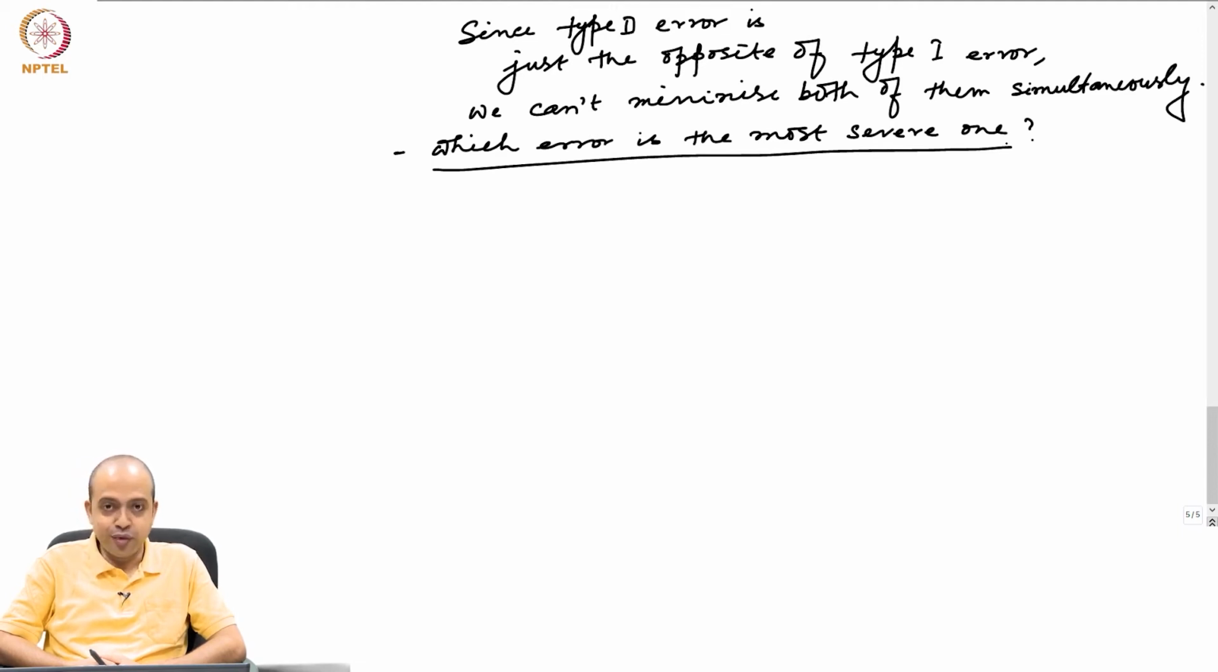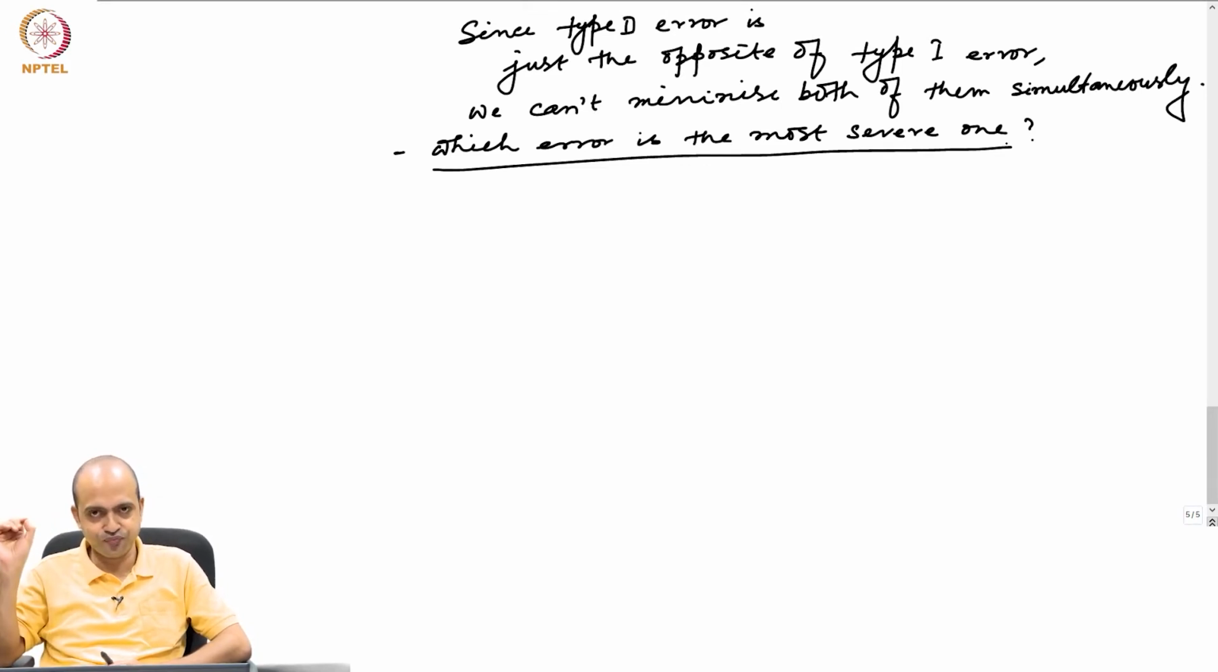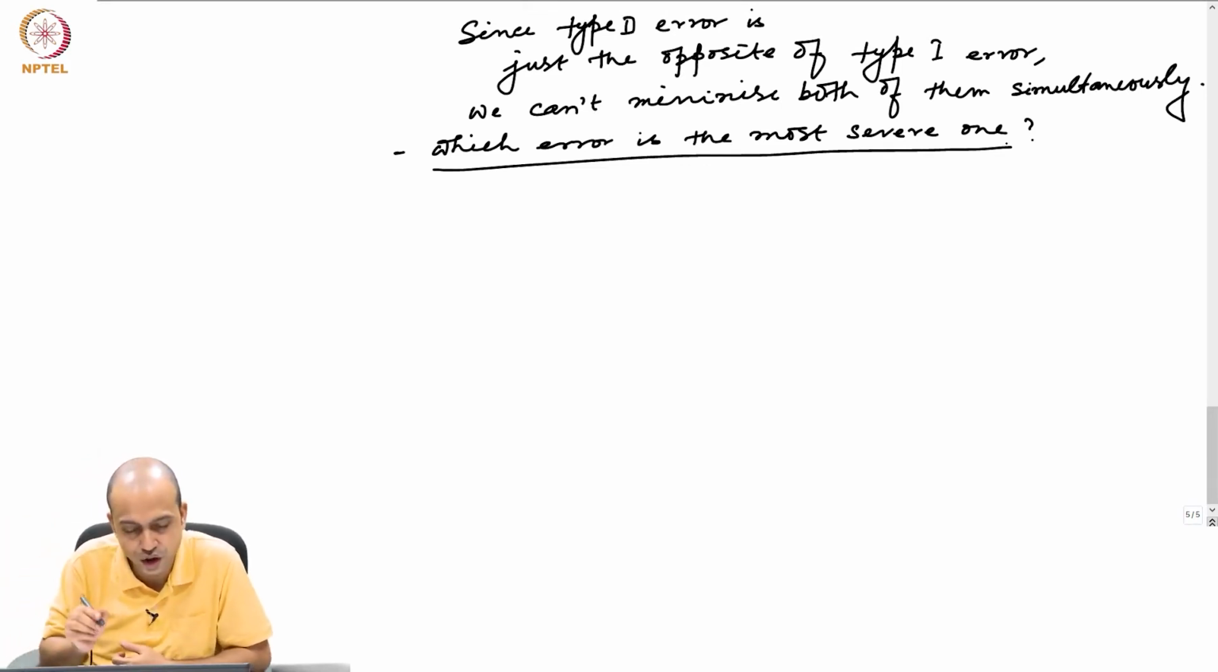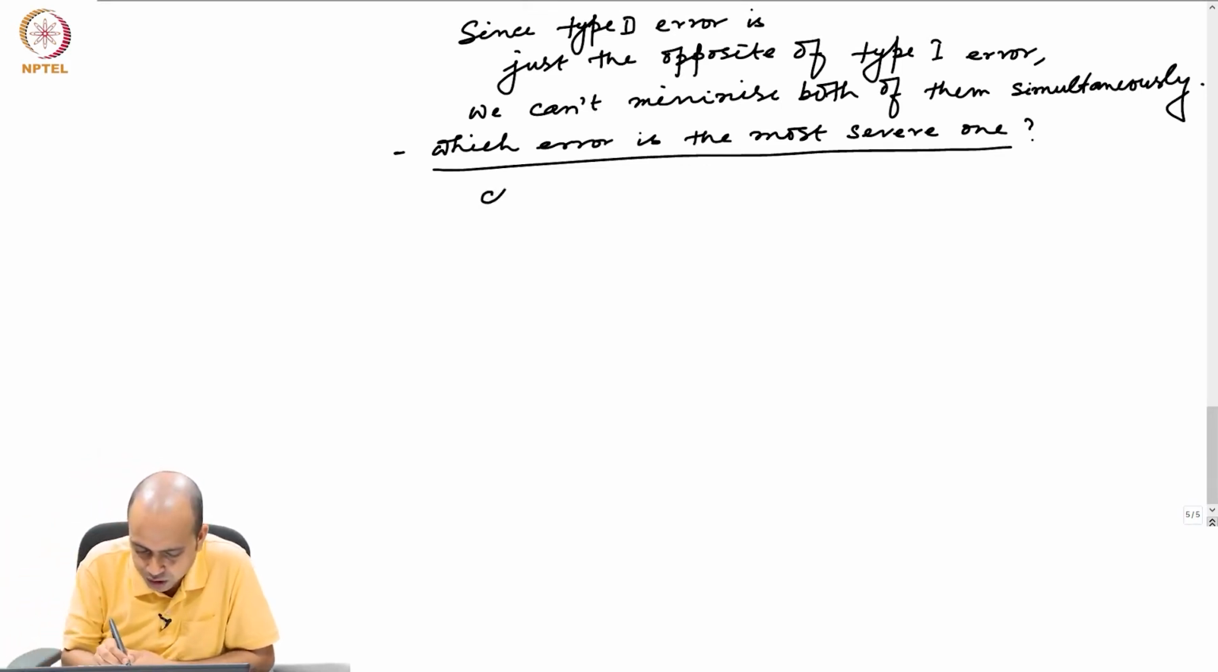Now, I will give you a small story to understand which error is the most severe one. Let us say that a person is caught by the police. A person is caught by the police and the police suspect the person is related to some bank robbery, but there is not enough evidence of that.